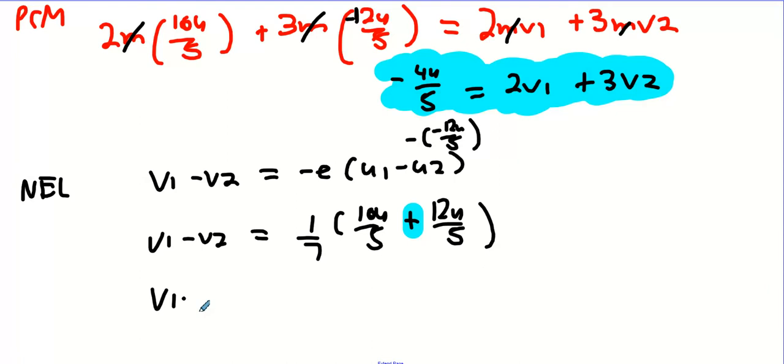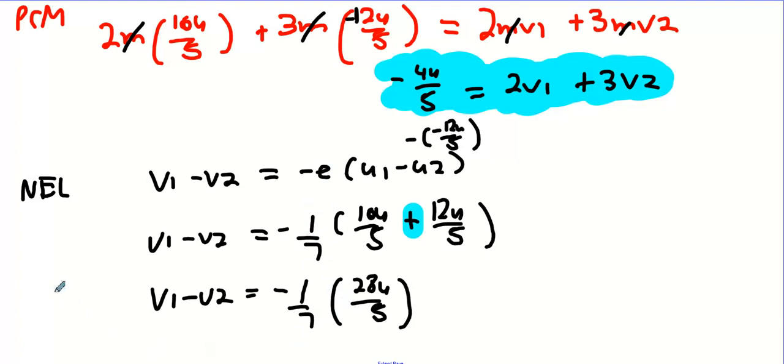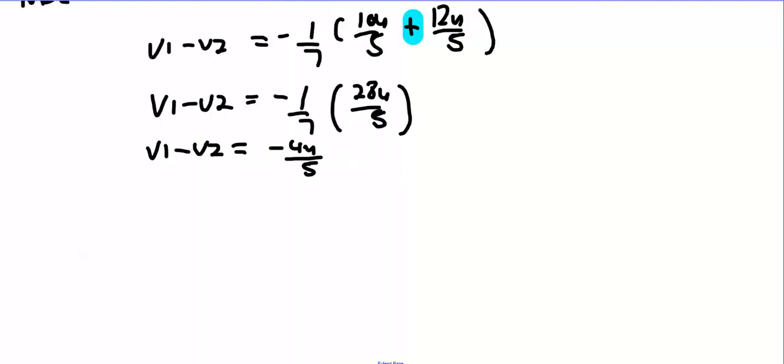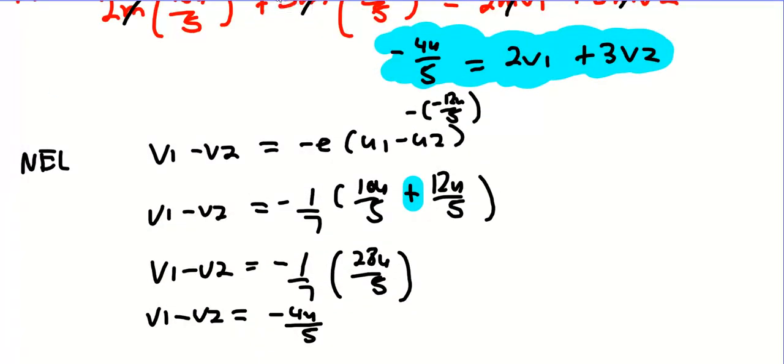Okay, so phi1 take away phi2 is 1/7. 16u plus 12u is 28u over 5, minus the 7th. Keep forgetting the minus 8. So we're going to get v1 minus v2 is minus 4u over 5. So there we have it. We have a simultaneous equation now, so we're ready to find the velocities after impact.